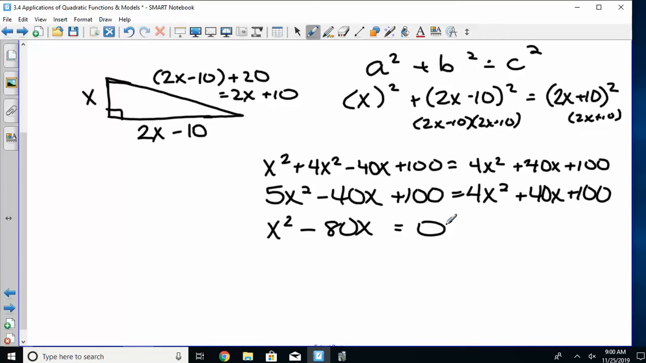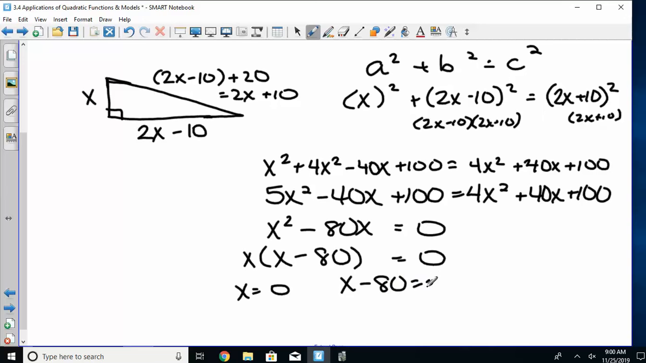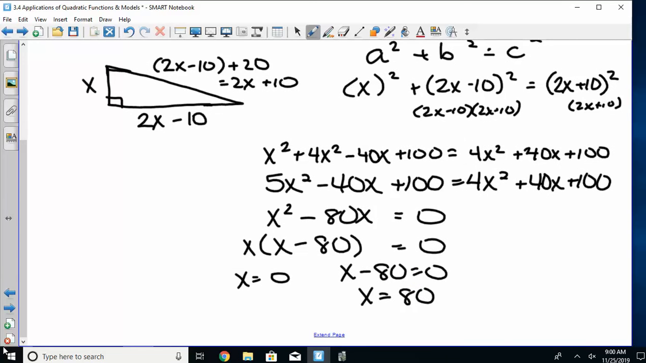Okay, I only have two terms here, so I can't do box method, but what could we do? We could do the quadratic formula. That works, or there's an easier way. So if you set each factor to 0, we get 0 and positive 80 for our answers. Now, can you draw me a triangle with a side length of 0? No. So for us, that doesn't work. So the 80 is my answer.